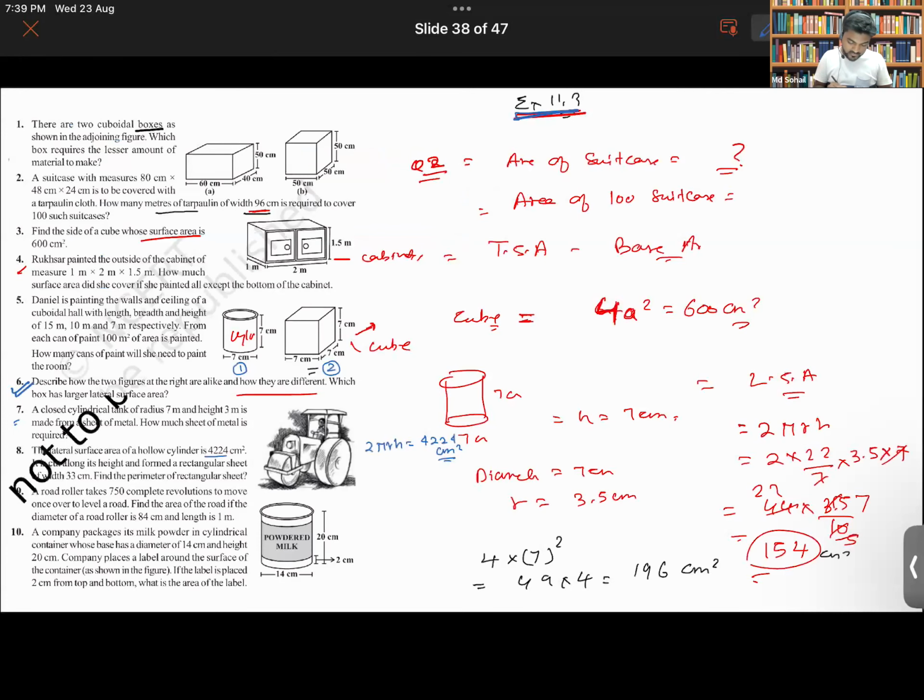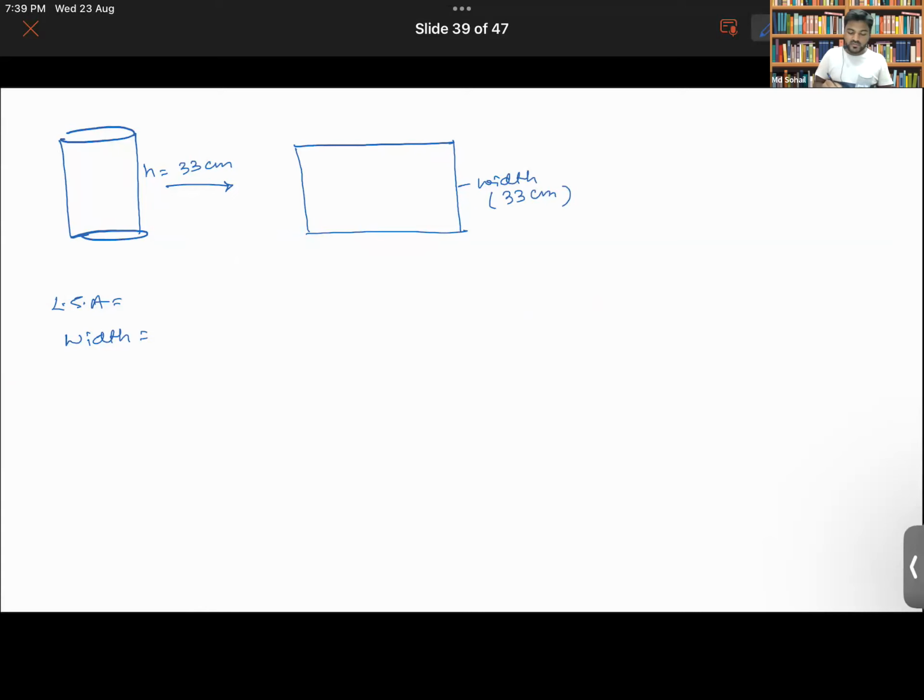We have to find the perimeter. Find the perimeter of this sheet now. Basically you are provided with the breadth, and you need to find the length right now.